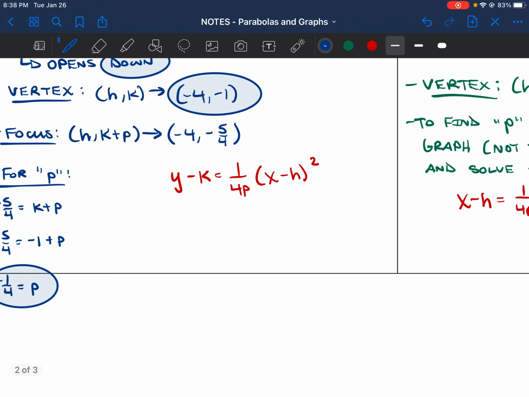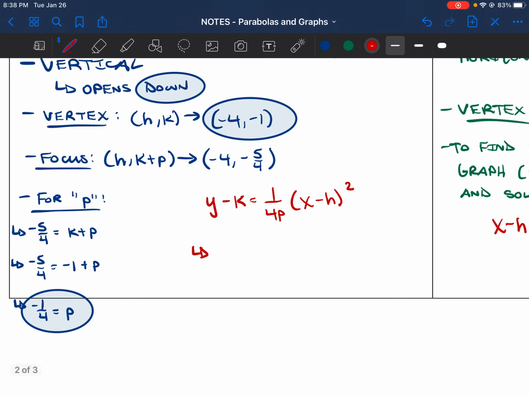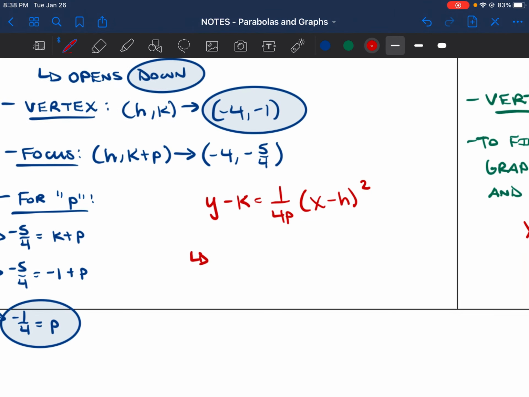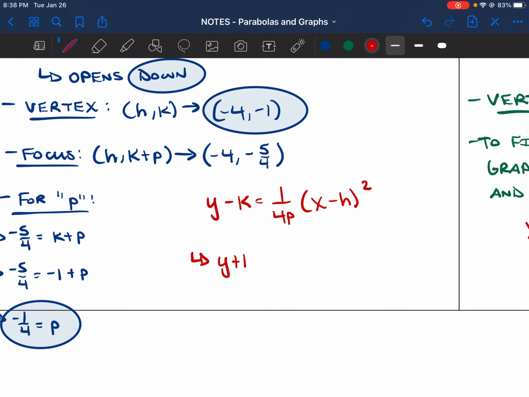So let's plug in the pieces that we know to finally get our equation here. So let's see, y minus k. Well, we know that k is -1, so y minus -1, that's going to be y plus 1, equals 1/4 times p, p being -1/4, times x minus h to the second power. Well, h is -4, so this is x plus 4 to the second power.